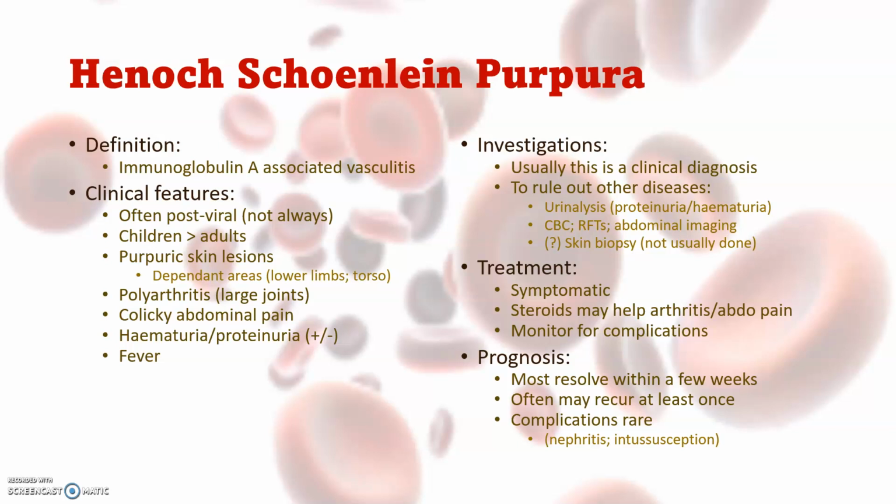HSP is usually a clinical diagnosis, but we may do some investigations to rule out other diseases or to identify possible complications. So, for example, we'd look for proteinuria and hematuria in our urinalysis. We can do a blood count, RFTs, and abdominal imaging. And in cases in which the diagnosis is not clear, we may think about a skin biopsy. Treatment is mostly symptomatic. Steroids may help to reduce the symptoms of arthritis and abdominal pain, but do not affect the overall clinical progress of the condition.